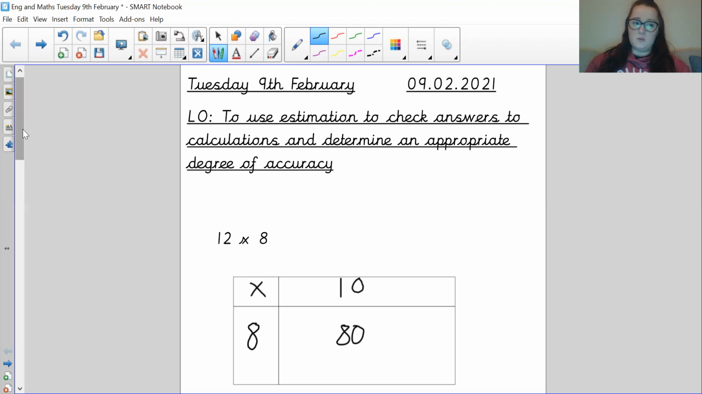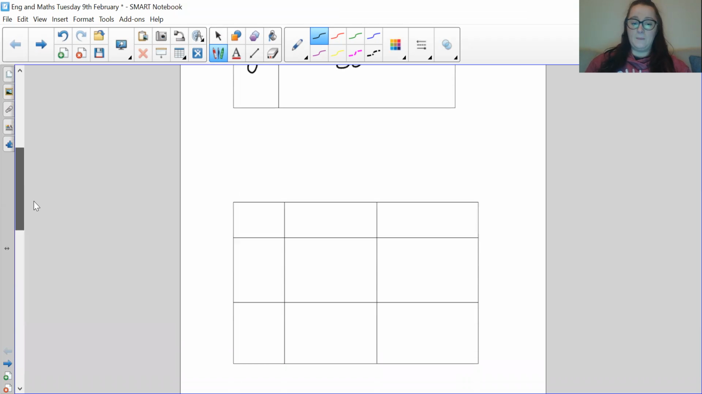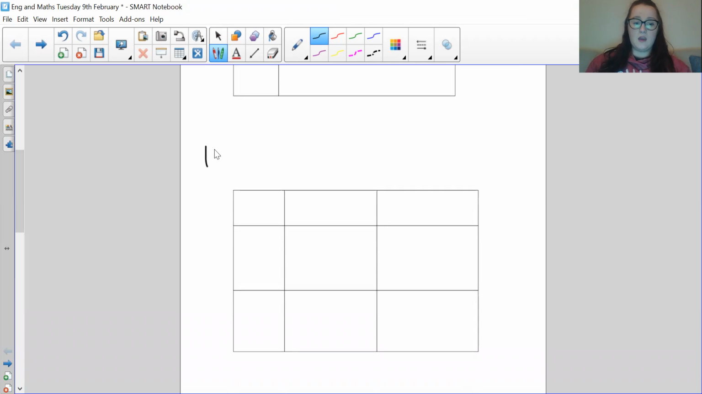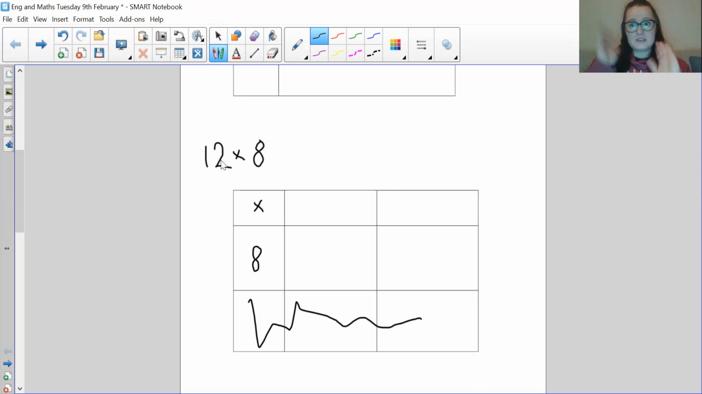So now I'm going to work it out properly. So I've got 12 here, and I'm going to multiply it by 8, just like we looked at before. Now I'm going to put my 8 here. I don't need this box, so we'll just ignore this box here, okay? And I'm going to do my multiply here, and then I'm going to partition, which means split the number up, okay? So we know that this one here represents 10, so I'm going to do 10 here. And then this 2 represents 2 ones, doesn't it? So I'm going to put my 2 here.